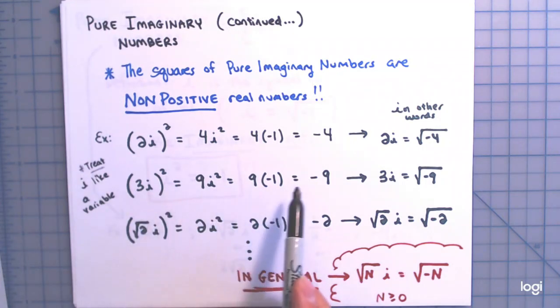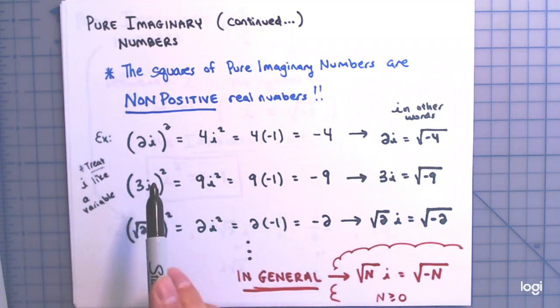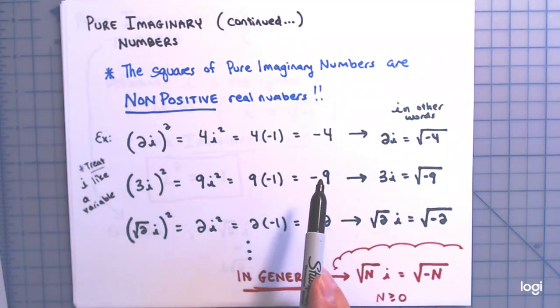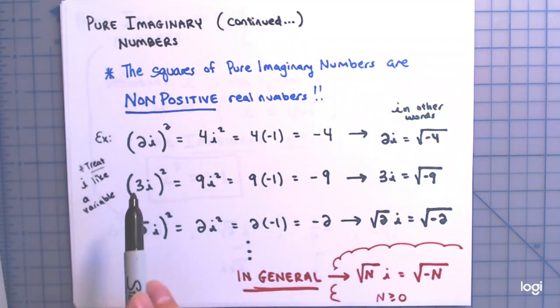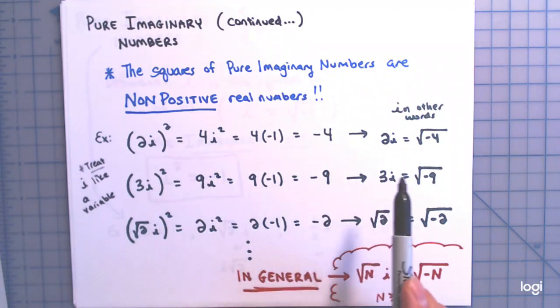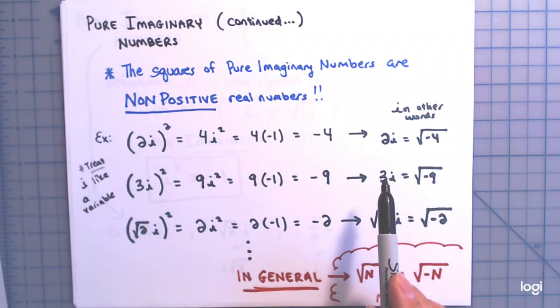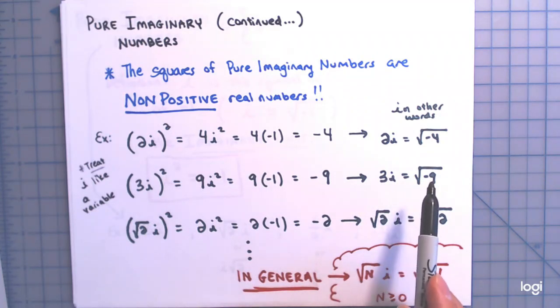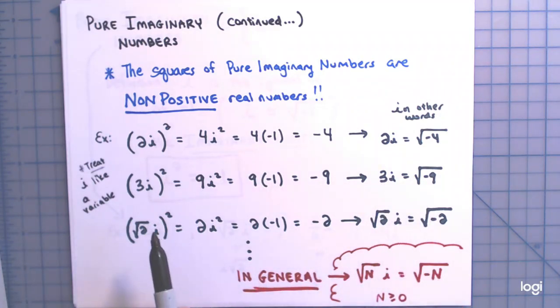And if you look at the line in total, 3i to the second power is negative 9. That means that 3i is a square root. In fact, it's the principal square root of negative 9. So you could write this as well: 3i is the square root of negative 9. And then one last example here on this page.